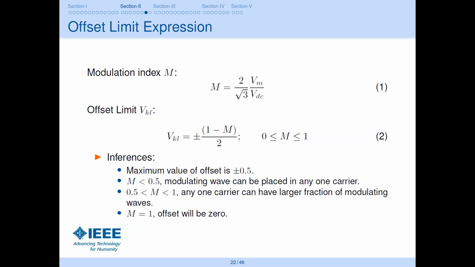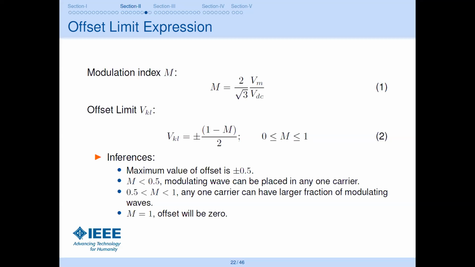So how should we realize this point mathematically? You can define the modulation index, that is 2 over √3 times the maximum voltage divided by the VDC. And the limit of this offset which can be applied can be given by an expression which is plus minus (1 minus m) over 2, and your limit of m should be between 0 and 1. And what is plus and minus? Here plus can be the positive offset, that is shifting the modulating wave on the upper carrier, and negative can be shifting the modulating wave on the lower carrier.